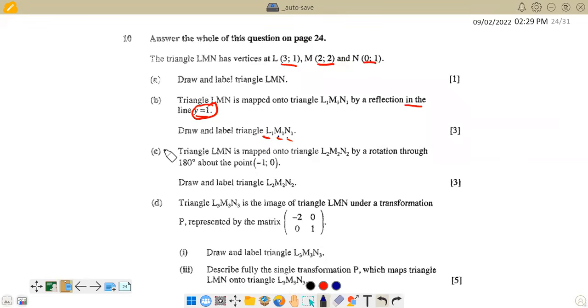Let's see the other question. On C, we are given that triangle LMN is now mapped onto triangle L2, M2, N2 by a rotation through 180 degrees about (-1, 0).